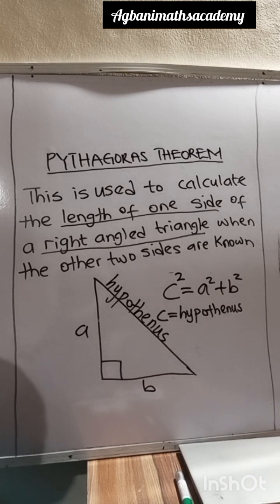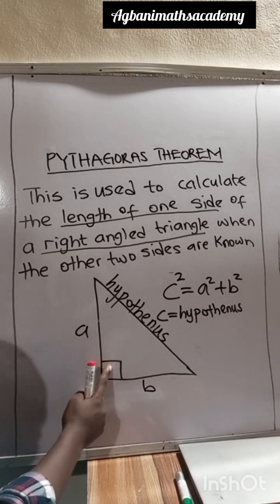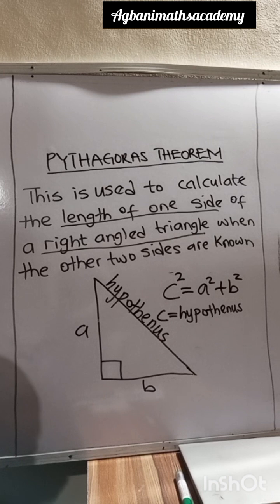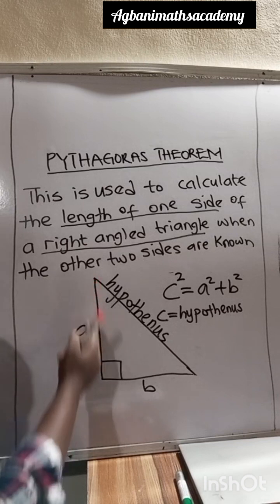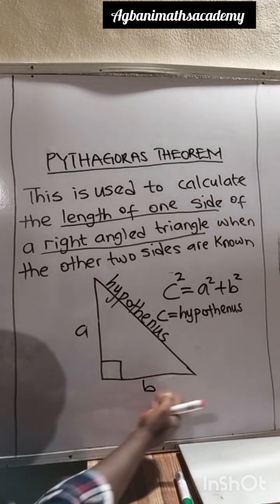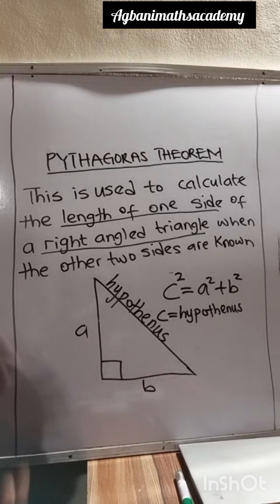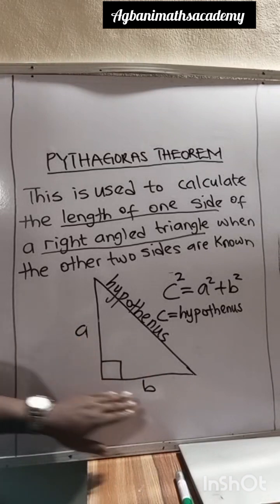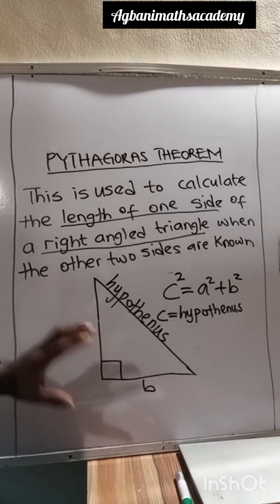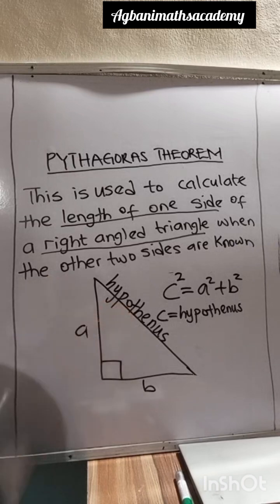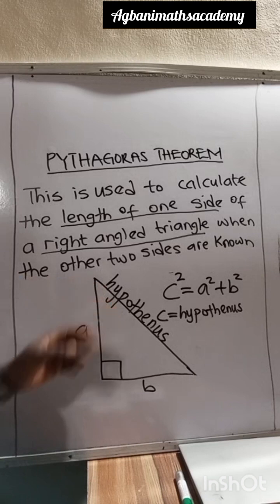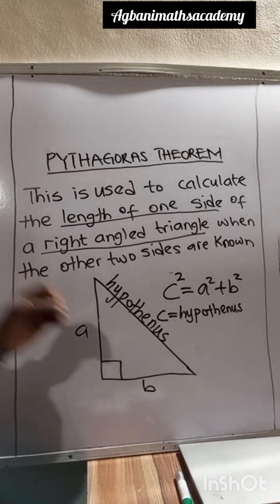That means whenever you want to calculate using the Pythagoras Theorem, the first thing you look out for is, where is my 90 degrees? The second thing you look out for is, where is my hypotenuse? Once you've gotten that, then you can decide to call here A, and call here B. Whatever side you call it, the most important thing is to identify your hypotenuse. So the formula is C squared is equal to A squared plus B squared.